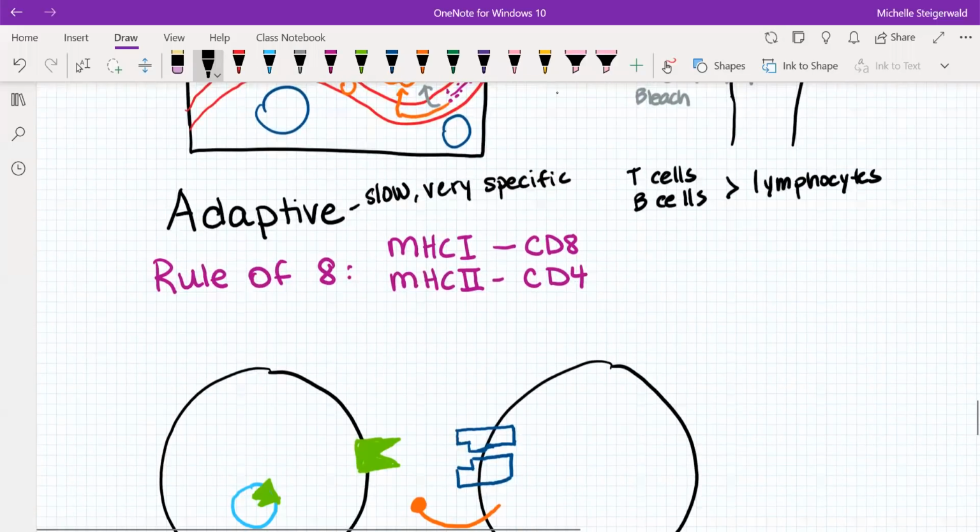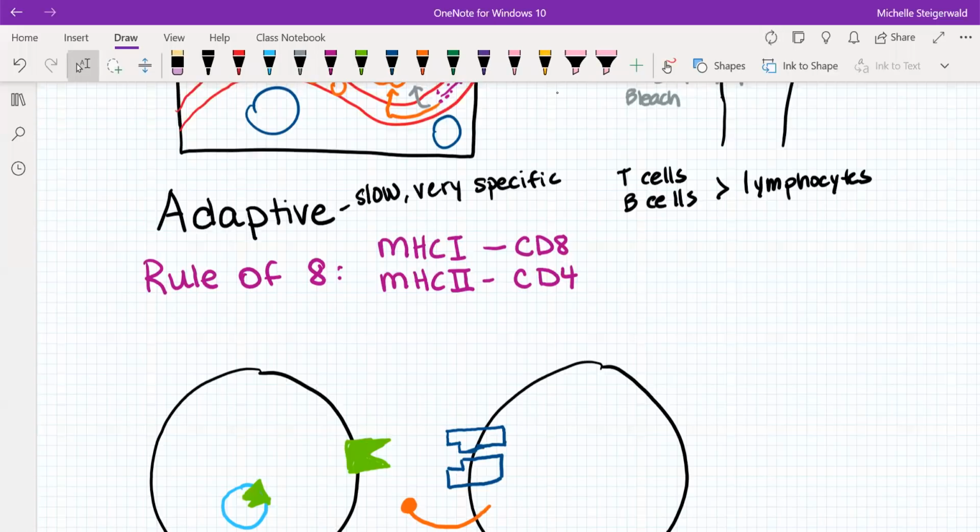And you have to keep them all straight. I know it seems really tough at the beginning, but I'll teach you a couple of tricks. First of all, for remembering which major histocompatibility protein works with which CD protein, use the rule of 8. MHC1 will always work with CD8 because 1 times 8 is 8. And MHC2 will always work with CD4 because 2 times 4 is 8. So that's how you can remember the numbers.